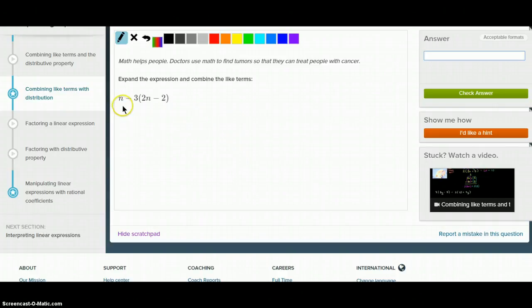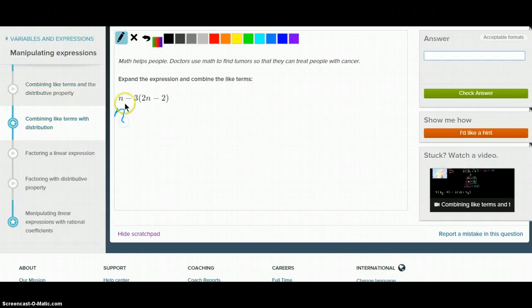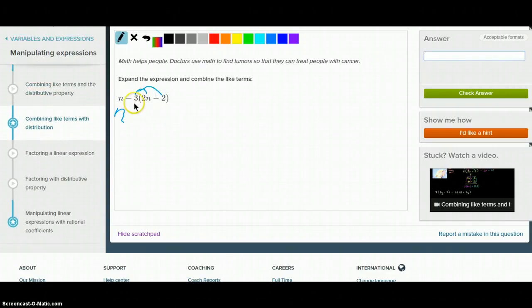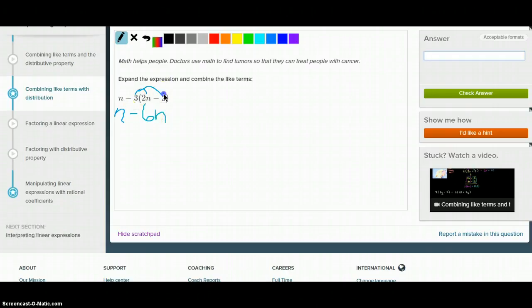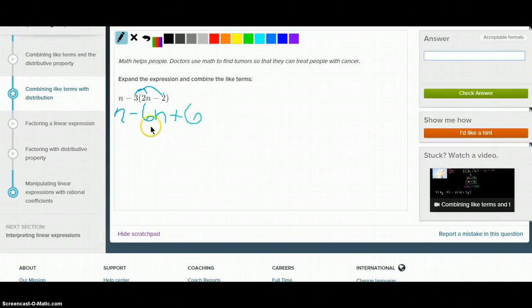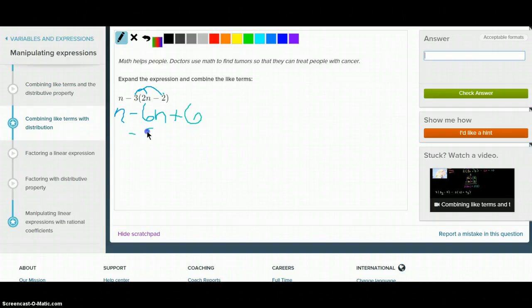Alright, so on this next one, let's distribute. So we have n, and that's just going to stay the same. And then we're going to distribute this negative 3 to both of these terms. So we have negative 3 times 2n, that's negative 6n. And then negative 3 times negative 2 is positive 6. And so we combine all the like terms now, since it's all laid out in a row. And we're going to have n, this is 1n minus 6n, so that's going to be negative 5n plus 6.